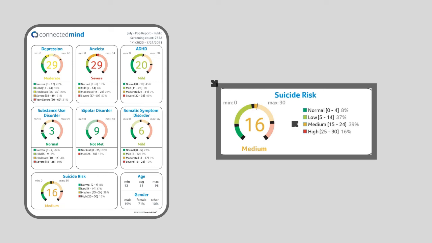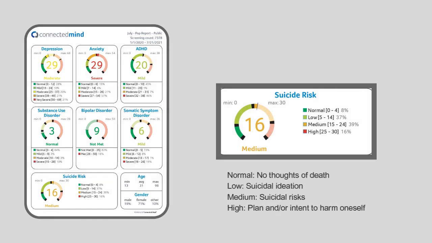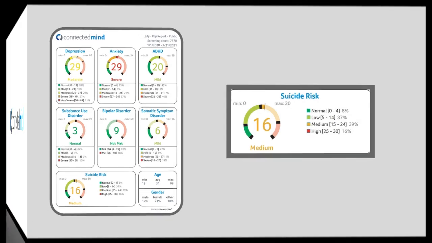You will see min and max scores reported, a gas gauge showing the average risk, and a legend showing the distribution of scores within each risk level. The suicide risk levels are as follows: normal for no thoughts of death, low for suicidal ideation, medium for suicidal risks, and high for plan and/or intent to harm oneself.